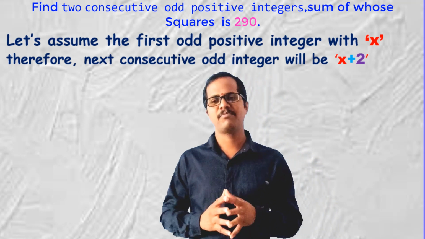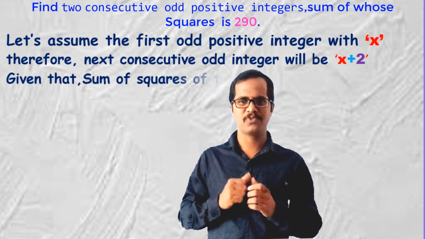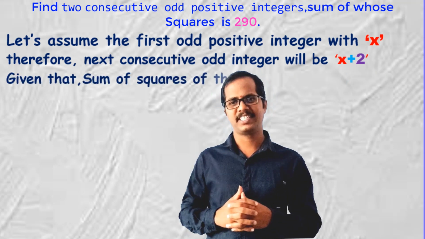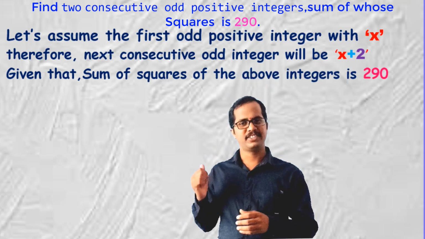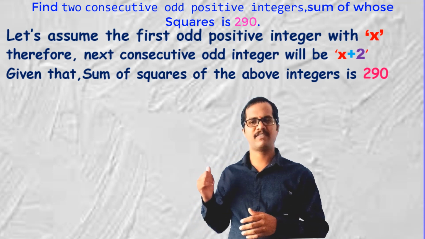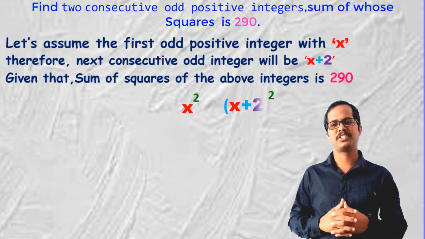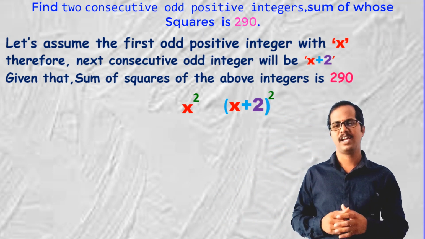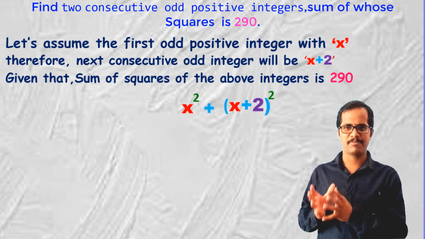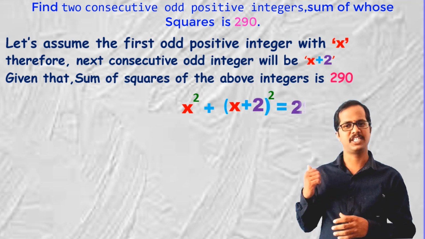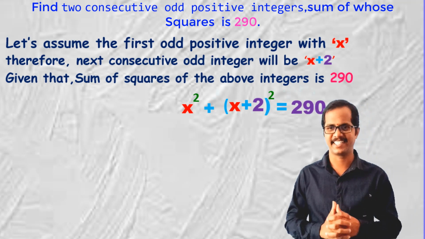Now what other information do we have in the problem? It is given that the sum of the squares of these two consecutive odd positive integers is 290. So let us take the squares of these odd positive integers. The square of the first odd positive integer is x squared, and the square of the second is (x plus 2) whole squared. By adding these two, we get x squared plus (x plus 2) whole squared, and this sum equals 290. Now we get x squared plus (x plus 2) whole squared equals 290.